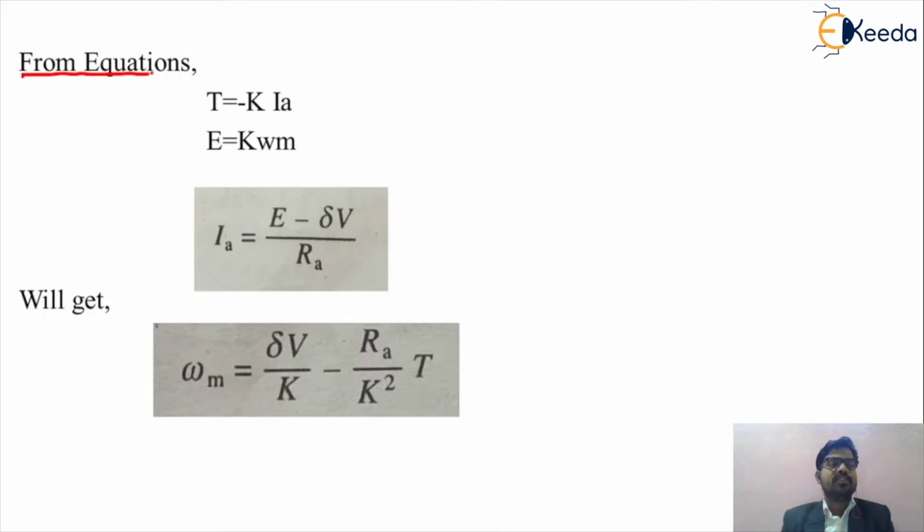So from the basic equation, friends, we have the basic equation that torque is equal to K IA. What do you mean by T? It is called torque. K is the motor constant, IA is the armature current, and we have the basic equation E is equal to K phi omega m. But we are using a separately excited motor, so K phi is a constant, so E is equal to K into omega m.